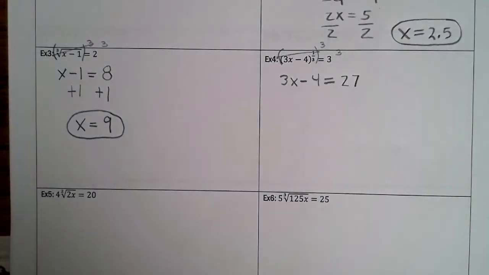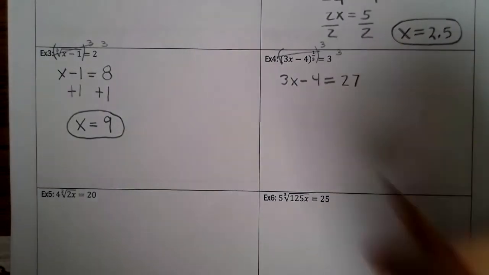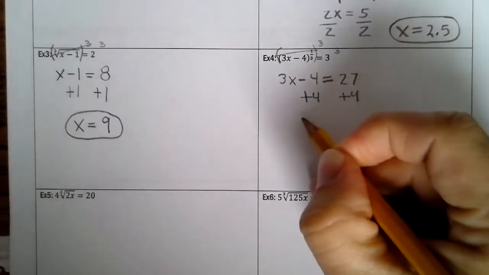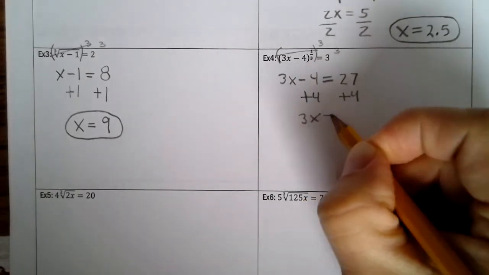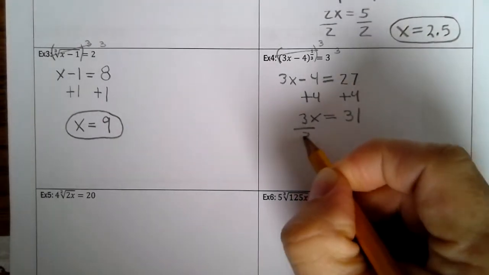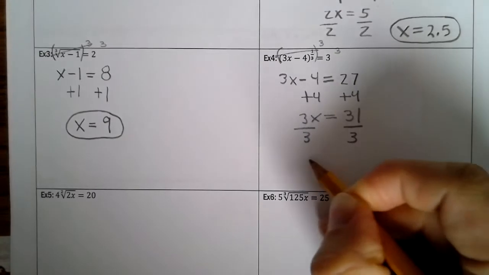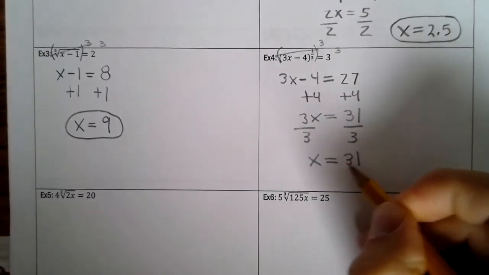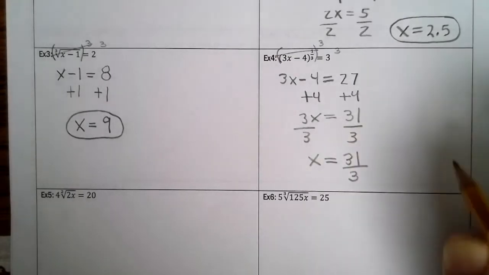Okay, we're going to add 4 to both sides. So you get 3x equals 31. We're going to divide both sides by 3. So x equals, you can actually leave it as a fraction, or you can put it as a decimal.